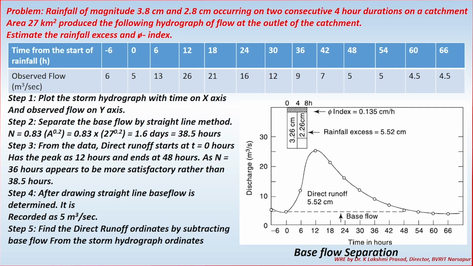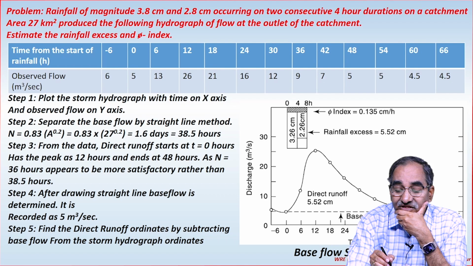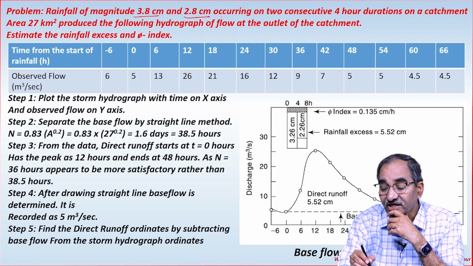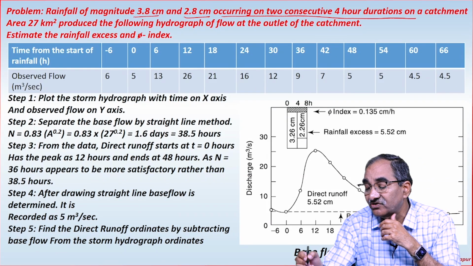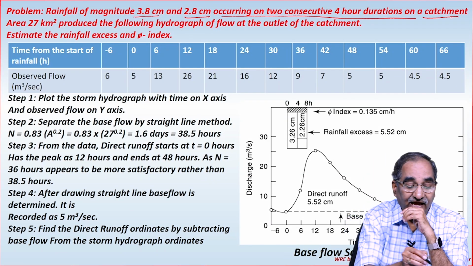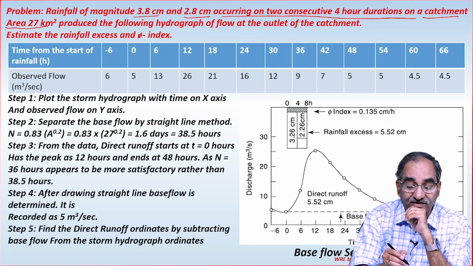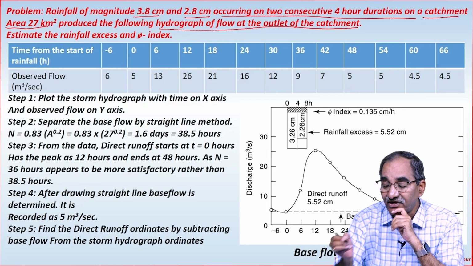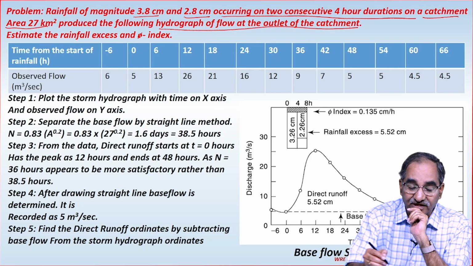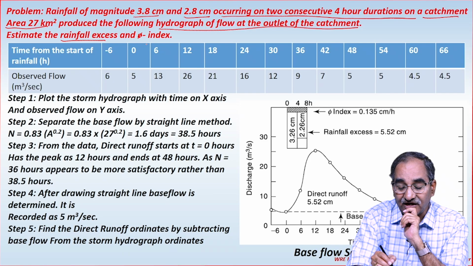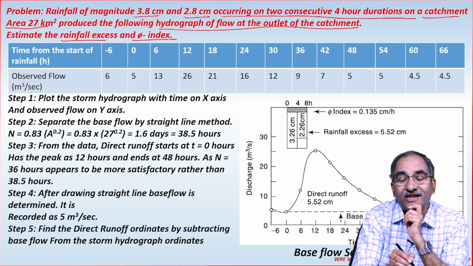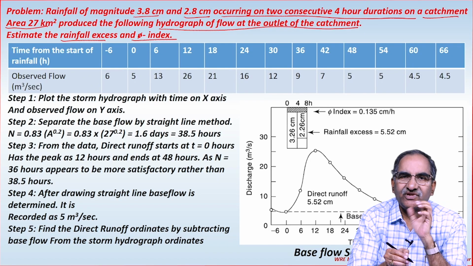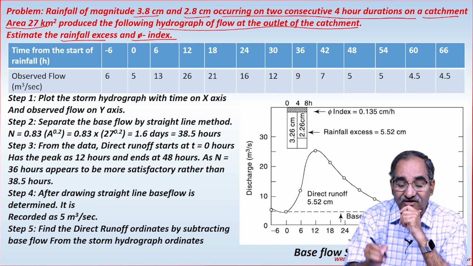So next is a rainfall of magnitude 3.8 centimeters and 2.8 centimeters occurring on two consecutive 4-hour durations on a catchment area of 27 square kilometers, producing the following hydrograph at the outlet of the catchment. Estimate the rainfall excess and phi index. Rainfall excess, direct runoff, or effective rainfall, all are the same.